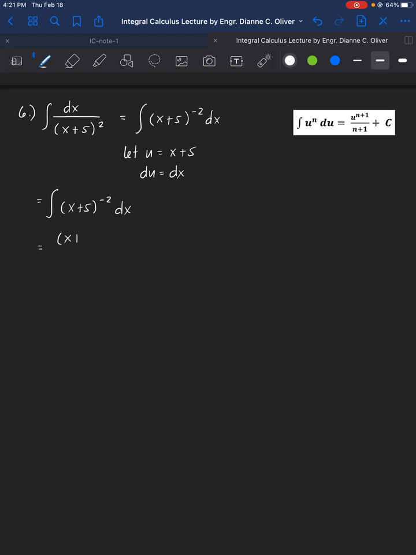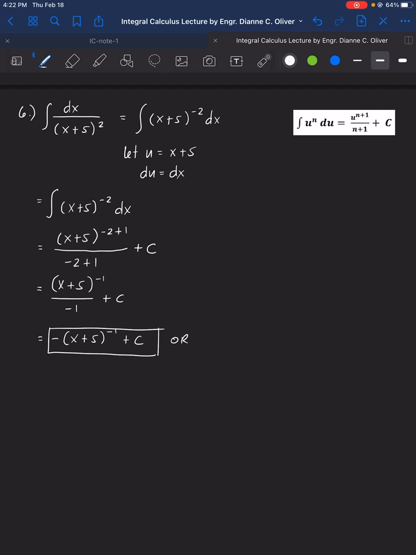So using the pattern, this is now x + 5, which is the u here, raised to the power of negative 2 + 1 all over negative 2 + 1. And then don't forget + c because the integral sign has already been removed. So that is equal to (x + 5) raised to the power of negative 1 all over negative 1, + c. So this is now equal to negative (x + 5) raised to negative 1 + c. Or this is equal to negative 1 all over x + 5, + c.